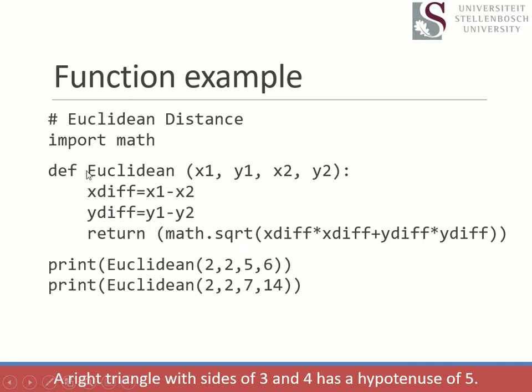So once you've run this bit of code, Euclidean gains a definition as a function, and you can give it these 4 values, and it will say, the Euclidean distance is 5, because 5 minus 2 here is 3. 6 minus 2 here is 4. The software will infer that the other side must be 5 in length. Okay, so that's an example of a function.